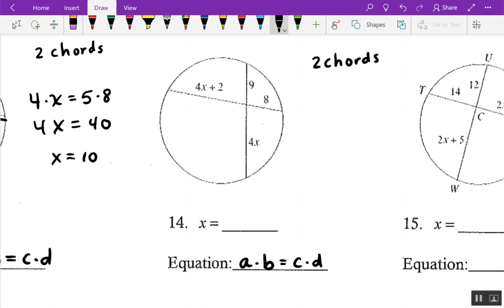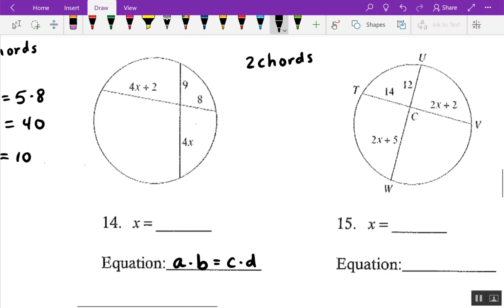Now let's go ahead and apply. 8 times x plus 2. There you go. And then 9 times 4x. Right? We're just doing the setup. You guys get to do the calculations. Clear?